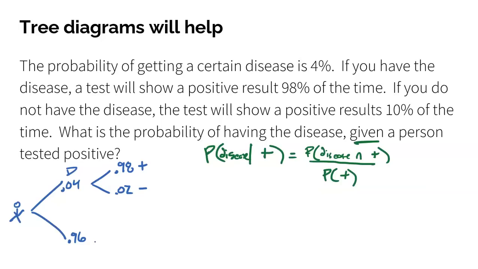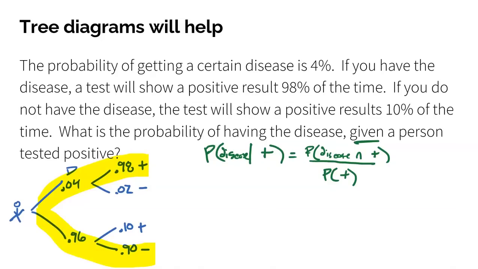If you don't have the disease, there is still a 10% chance of a positive result. That's a false positive. The good news is there's a 90% chance of a negative, and that would be the right thing. So two branches are correct. You have the disease and you test positive. It's not good that you have the disease, but at least the test was correct. You don't have the disease and you test negative. That would also be correct.